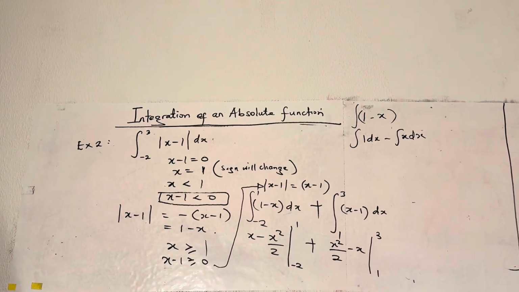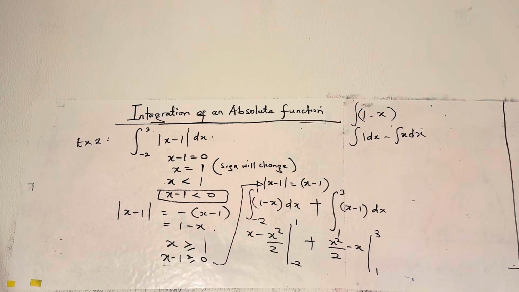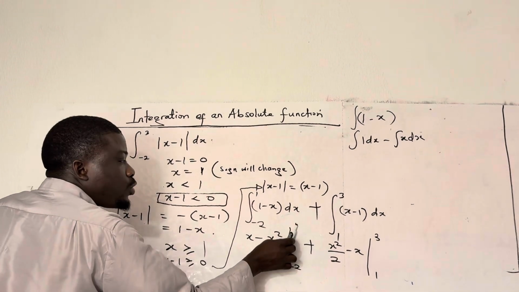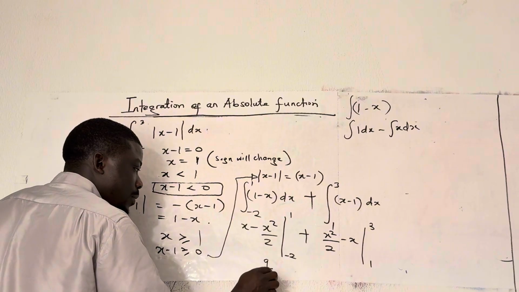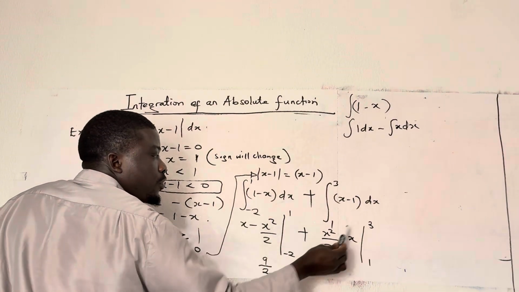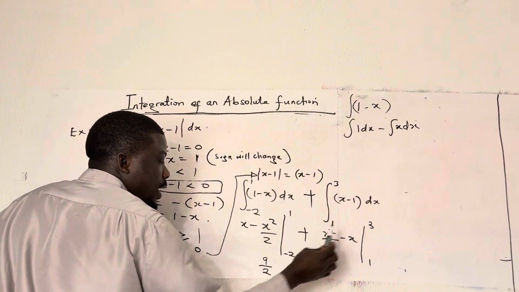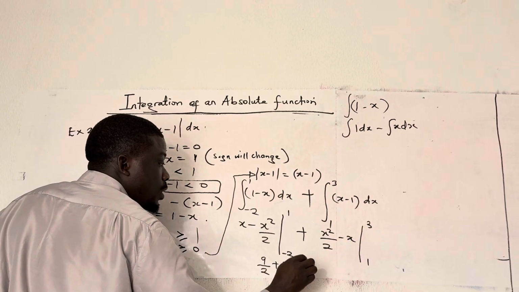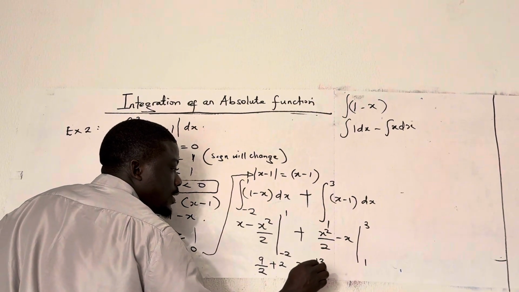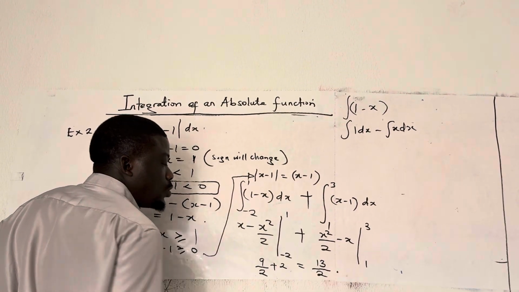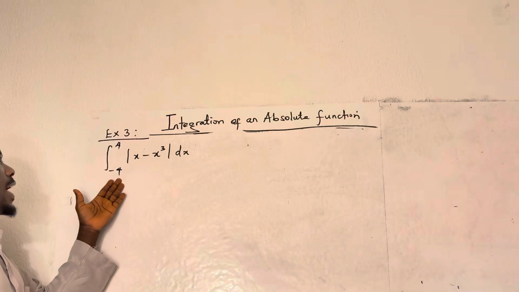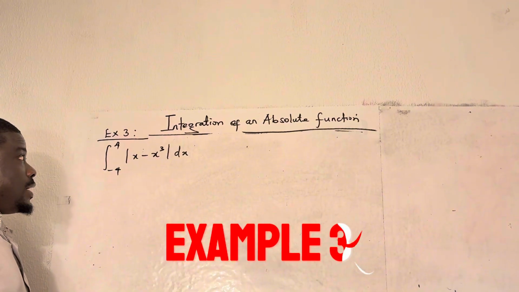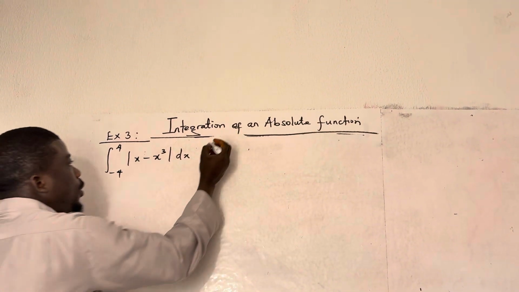So when we have that, after making our substitution, if you substitute 1 here and you substitute minus 2, we have 9 divided by 2. If you substitute 3 here and you substitute 1 here, you have plus 2. At the end of the day, we have 13 all over 2 as our final answer. Thank you. So this is another example on integration of an absolute function.